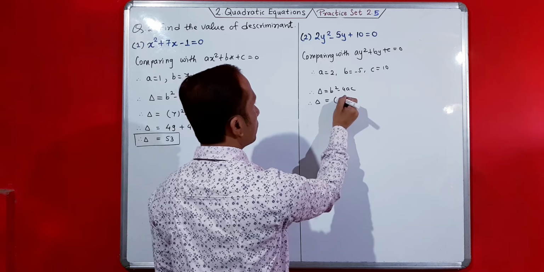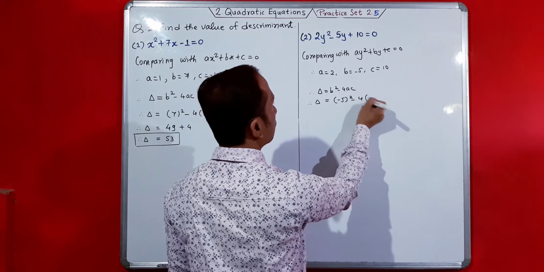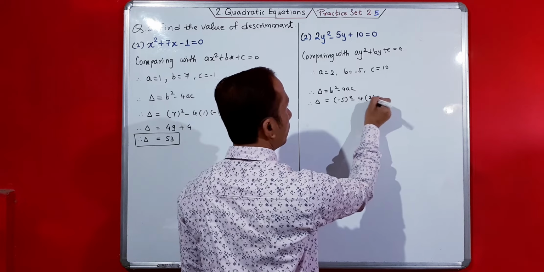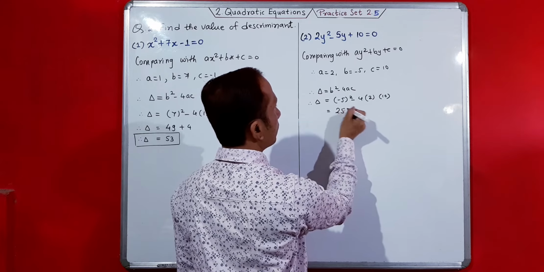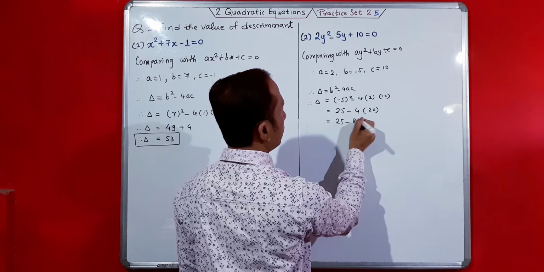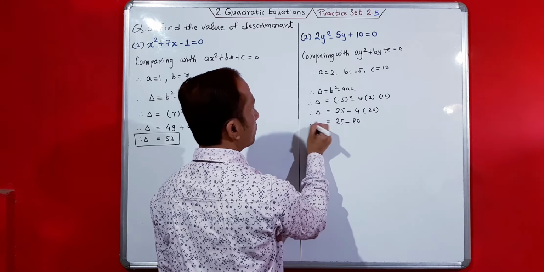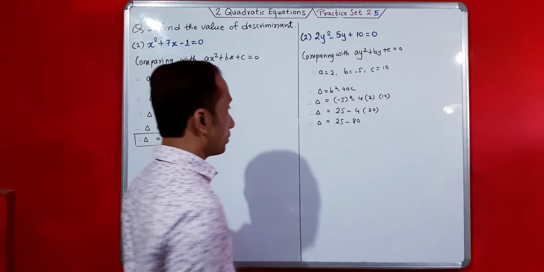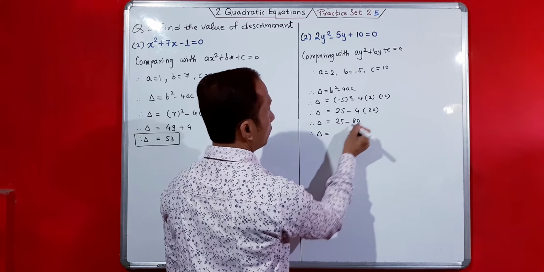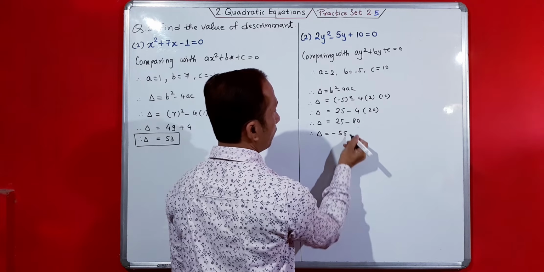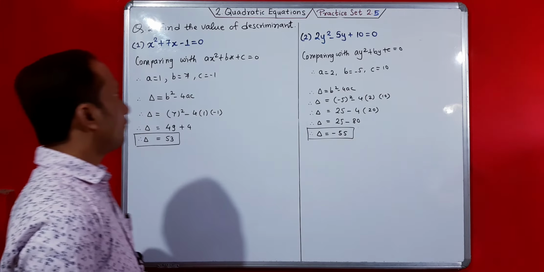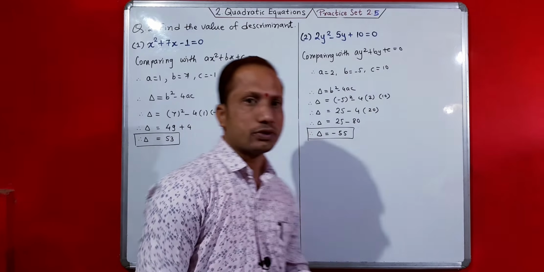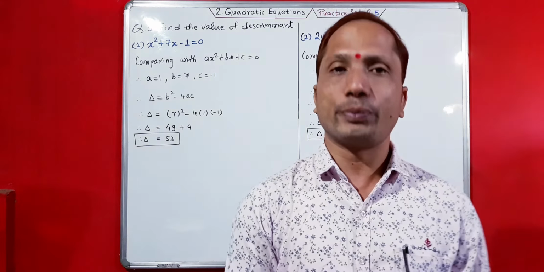Therefore delta is equal to b square, which is -5 square, minus 4 times a which is 2 and c which is 10. So this is 25 minus 4 times 20, which is 80. So you'll get 25 minus 80. Therefore delta is equal to -55, because if I add this I will get the 80. So these are the first two discriminant values, and now we're going to solve the third problem from question number 2.